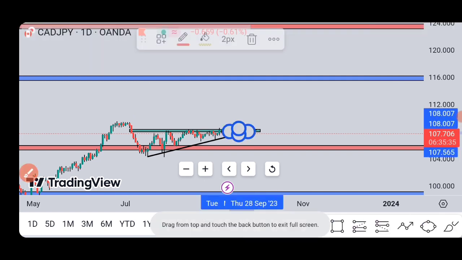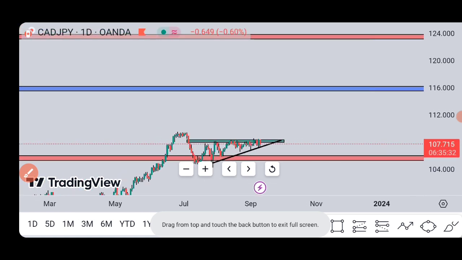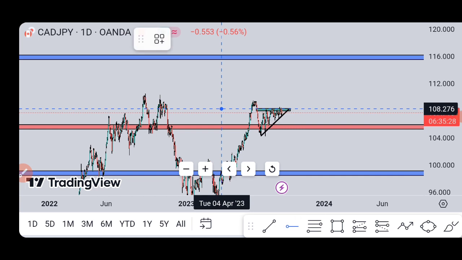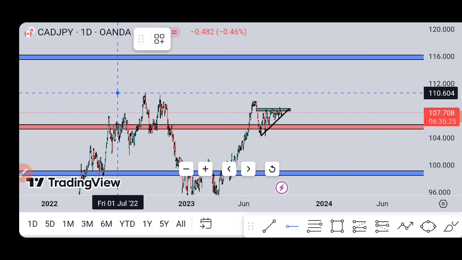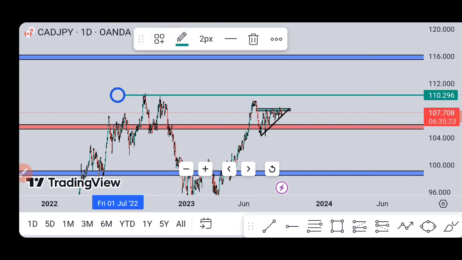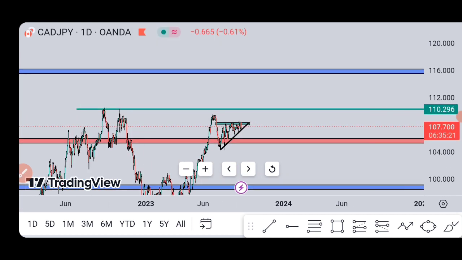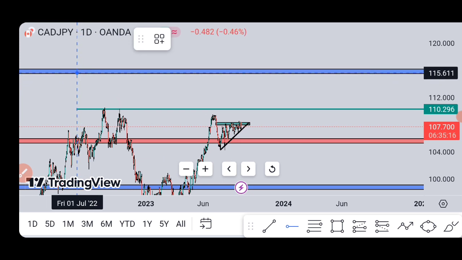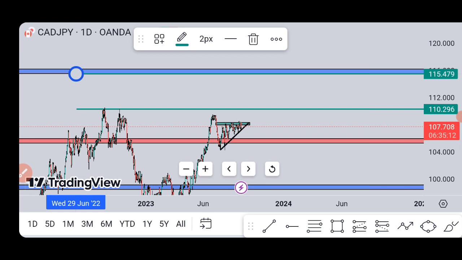So understand price action, study your charts, and make it count. Though I think my first TP will be here. Yes, first TP, second TP is here. So this is probably around how many pips? This should be around 900 pips, but the first target is around 250 pips.